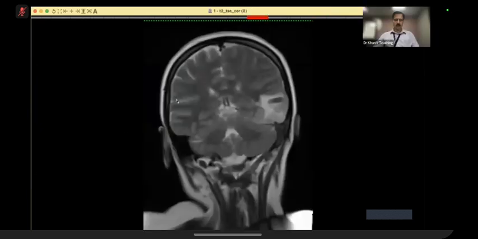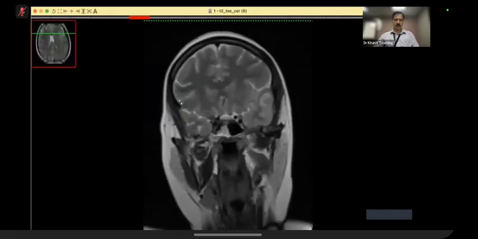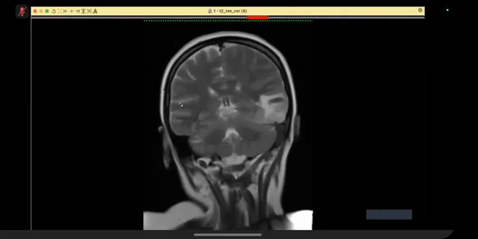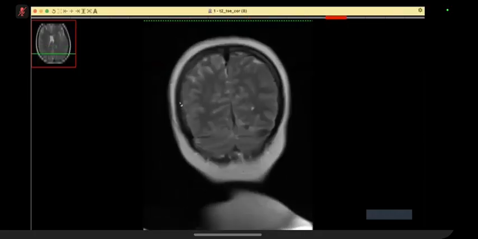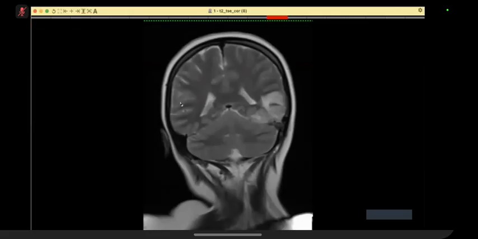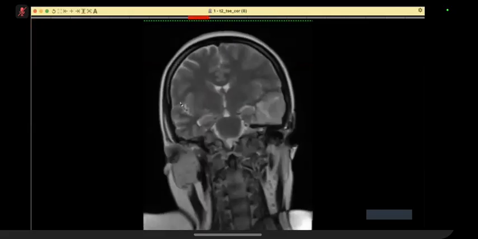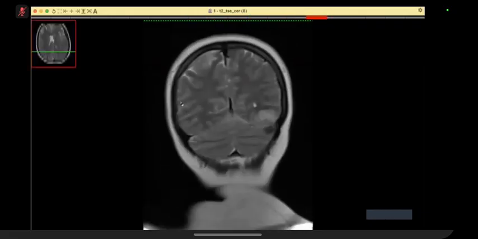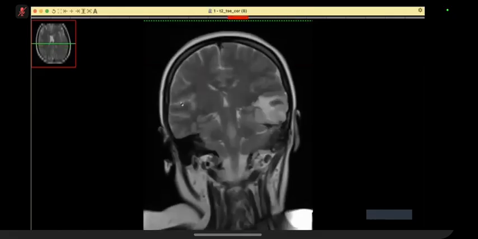Let me show you a T2. You wanted a T2, okay. So this is a T2. Okay, sir. I can see that there is significant edema involving the right temporal region, extending, involving both cortical as well as subcortical areas.